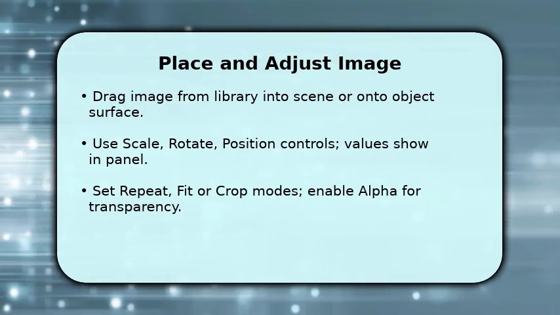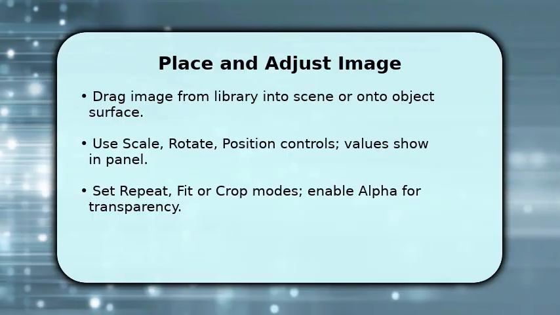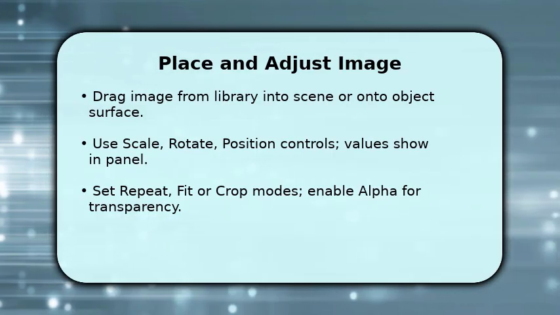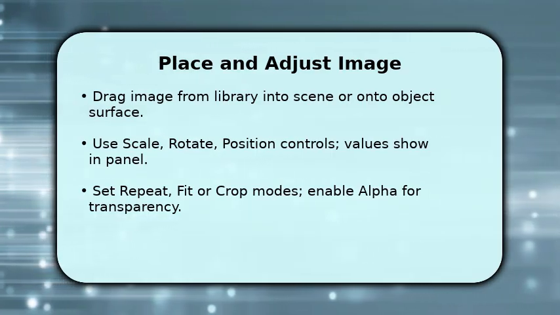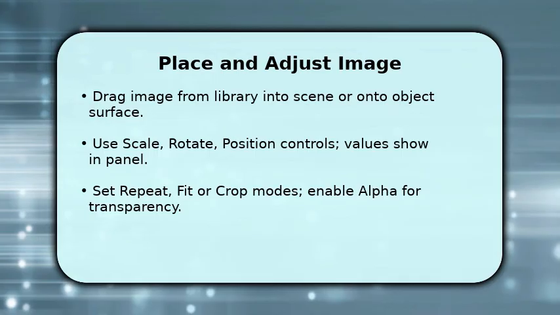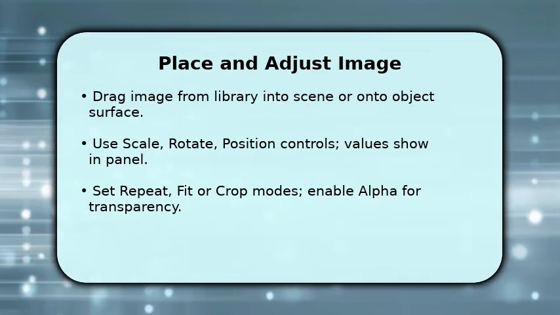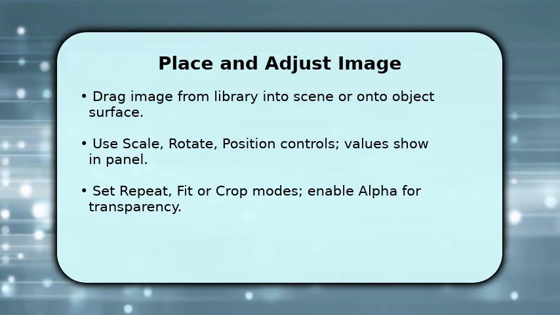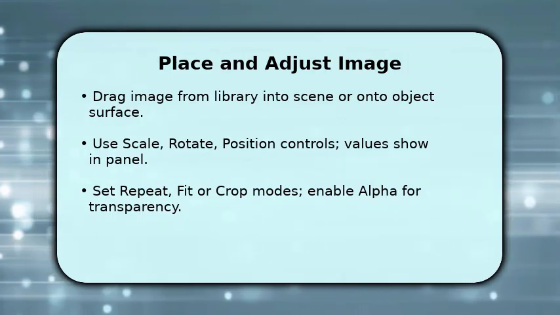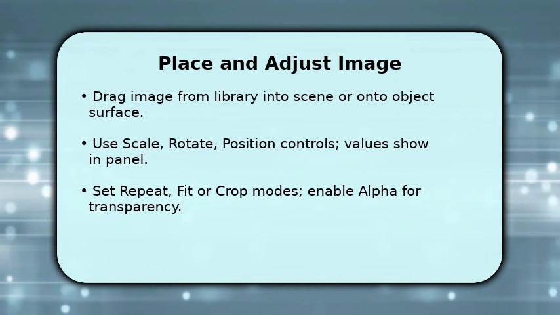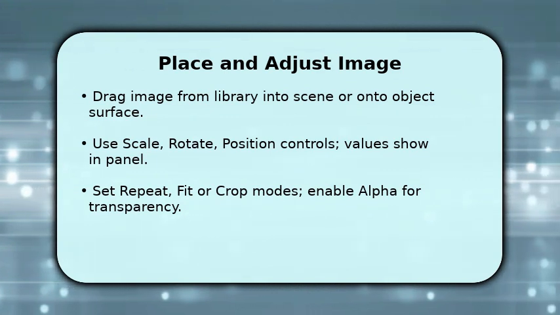Once placed, use the transform controls to scale, rotate, and position the image precisely. The numeric fields show exact values for consistency. If applying as a material, open the material editor to set repeat, fit, or crop modes and toggle alpha for transparency. Make sure to lock proportions when scaling to prevent distortion. If tiling, adjust repeat counts until the pattern looks natural.